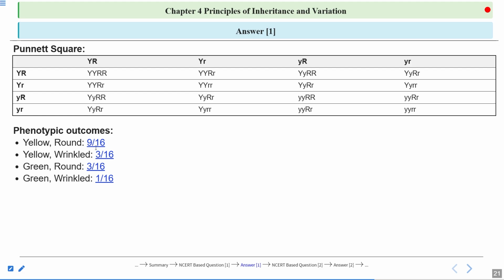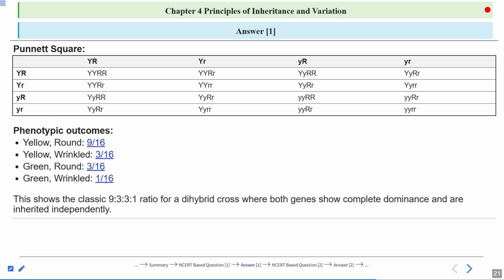So this is a 9:3:3:1 ratio. The phenotypic ratio in dihybrid crosses is 9:3:3:1. You get this ratio when the genes show complete dominance and when they assort independently.